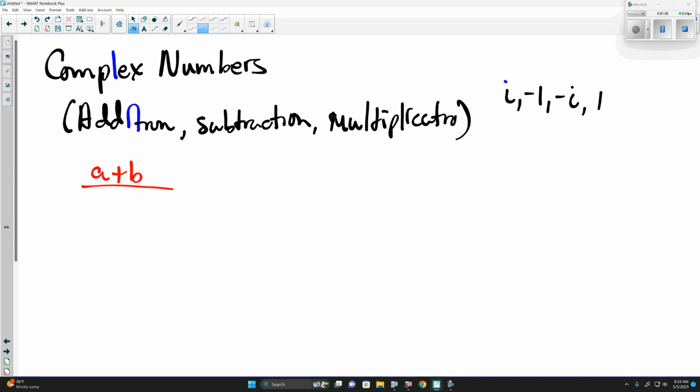With division, we can't have i in the denominator, and the only way to simplify that is to multiply by the complex conjugate. So we just change the sign in front of i and then multiply that on top and bottom to get the denominator to not have i anymore.